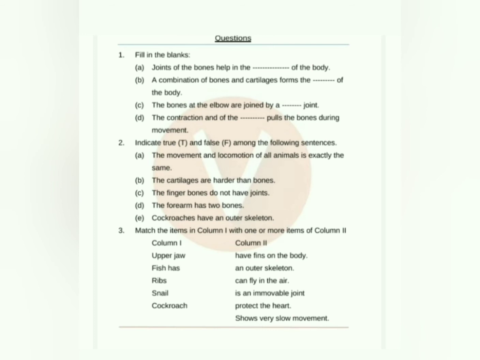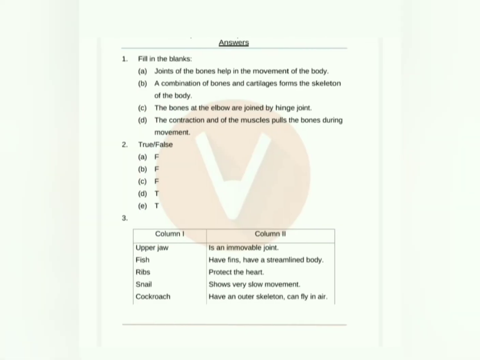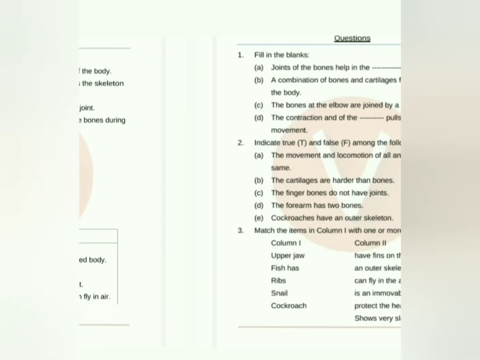Skeleton is made up of joints and bones. Why is the skeleton helpful to us? Because the skeleton helps to move our body. Means the answer is movement. Joints of the bones help in the movement of the body. Answer is movement. See the next question.